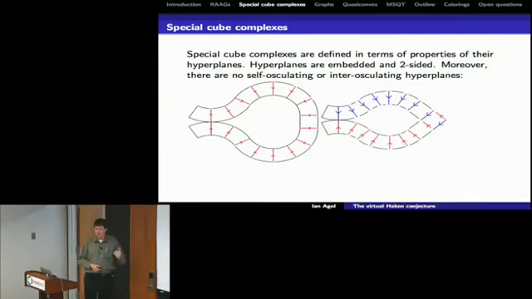The theorem of Hagen and Wise then says that if you have a cube complex that satisfies these special conditions, the hyperplanes are embedded and two-sided, and they don't self-osculate or interosculate, then there's a canonical locally isometric immersion to the Salvetti complex of a right-angled Artin group. And because it's a locally isometric immersion, it's a pi1 injection into a right-angled Artin group.